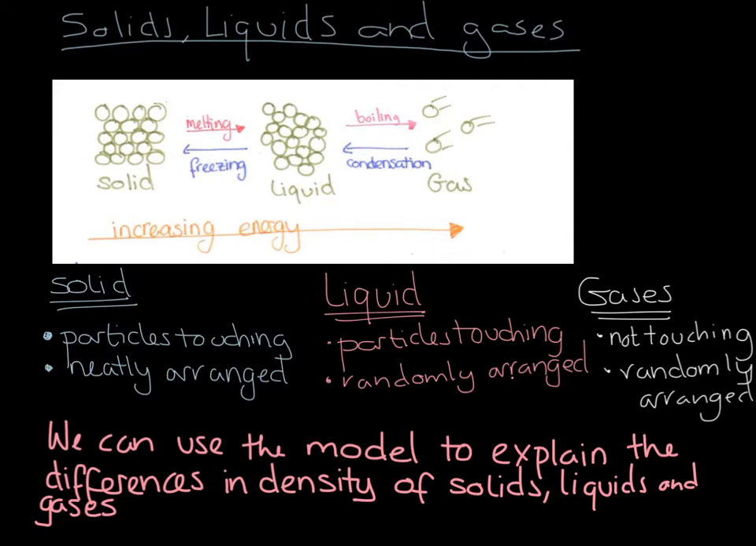So if we want to change a solid to a liquid and we want to melt it, we need to add energy to the system. And if we want to change a liquid to a solid, by freezing it, we need to take energy out of the system. The same with boiling and condensation. To turn a liquid into a gas, that means that we have to add energy to the system through boiling. And if we want to change a gas into a liquid, we need to take energy away by condensation.